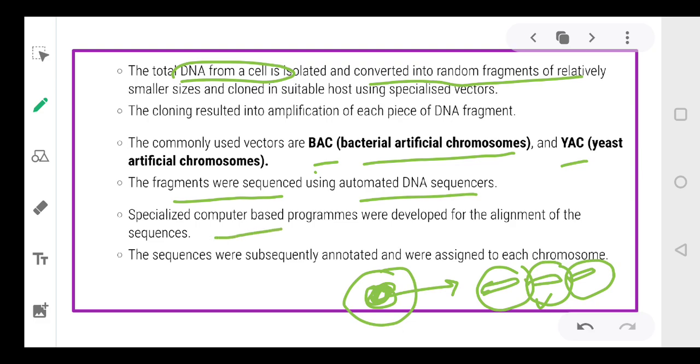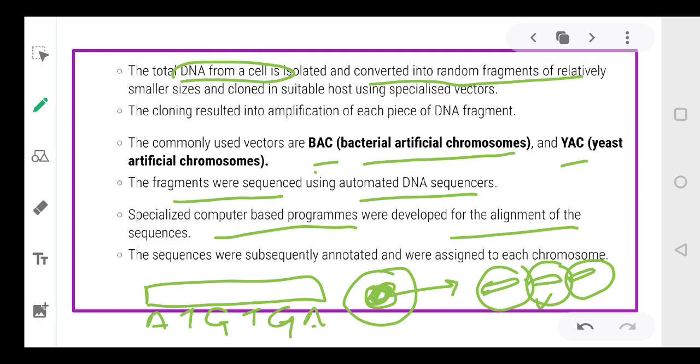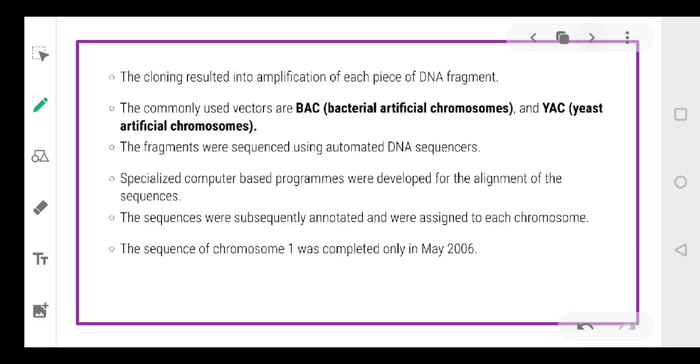Then specialized computer-based programs were developed for the alignment of sequences, right? When we are sequencing this particular DNA portion, suppose this is a small fragment A, T, G, C, we are determining the sequences. These sequences will be determined by using specialized computer-based programs. Then these sequences will subsequently be annotated and assigned to each chromosome. So you can say inside each chromosome, what are the different DNA, what are the different genes that are present, and what is the function of each gene, that will be determined using these specialized techniques, right?